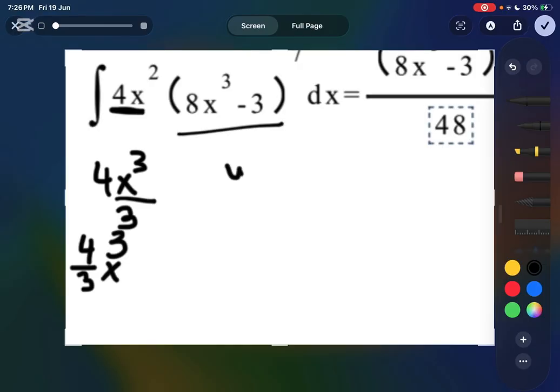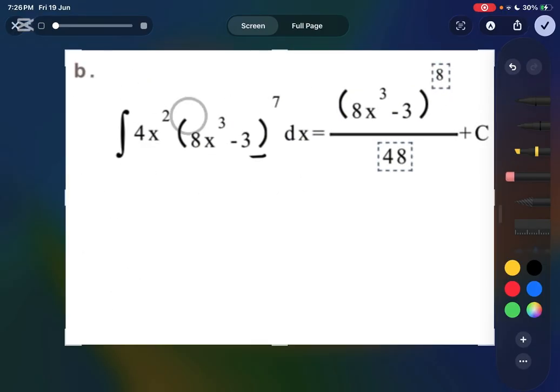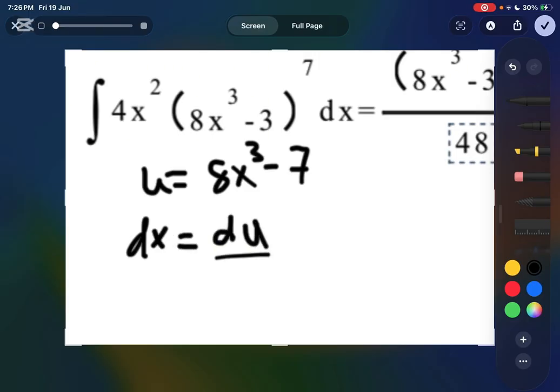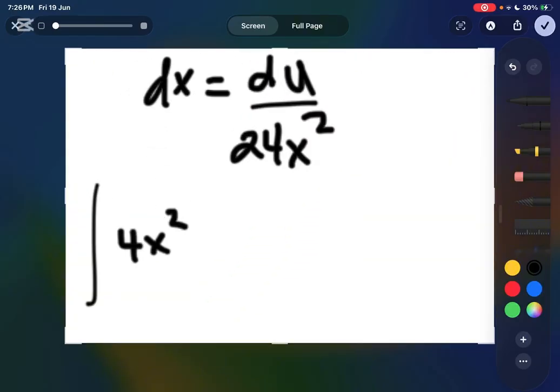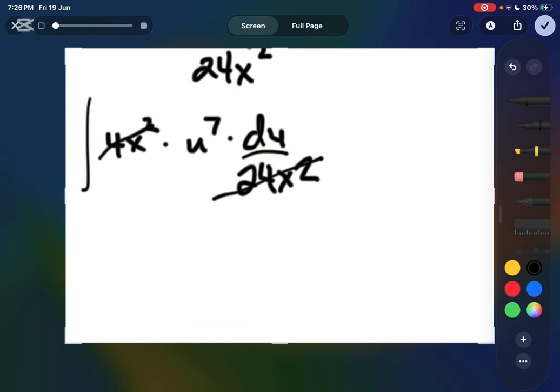And now for this, u is equal to... no, before you do that, let's just take u equals 8x cubed minus 3. dx will be equal to du over the derivative, which is 24x squared. Okay, we found it. So now the integral of 4x squared times u to the power of 7 times du over 24x squared. Cancel this and this. So it becomes 1 and this becomes 6 here.